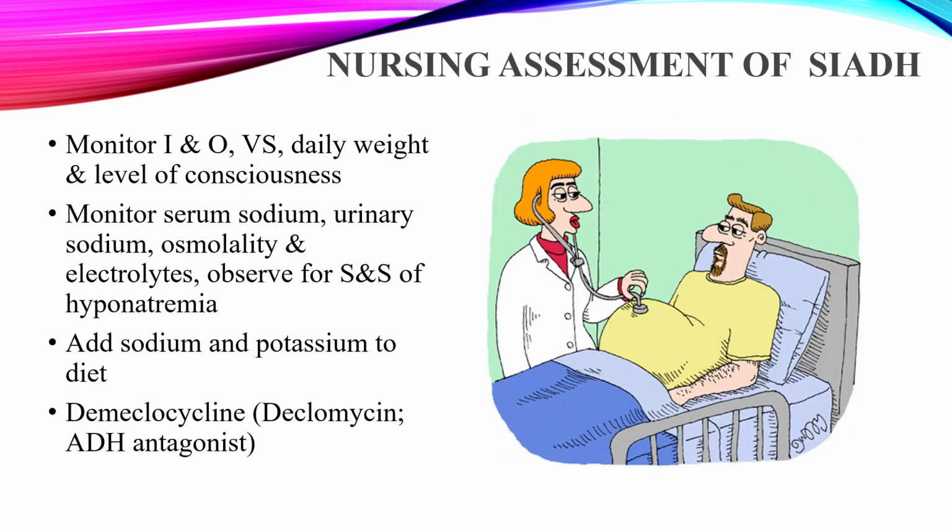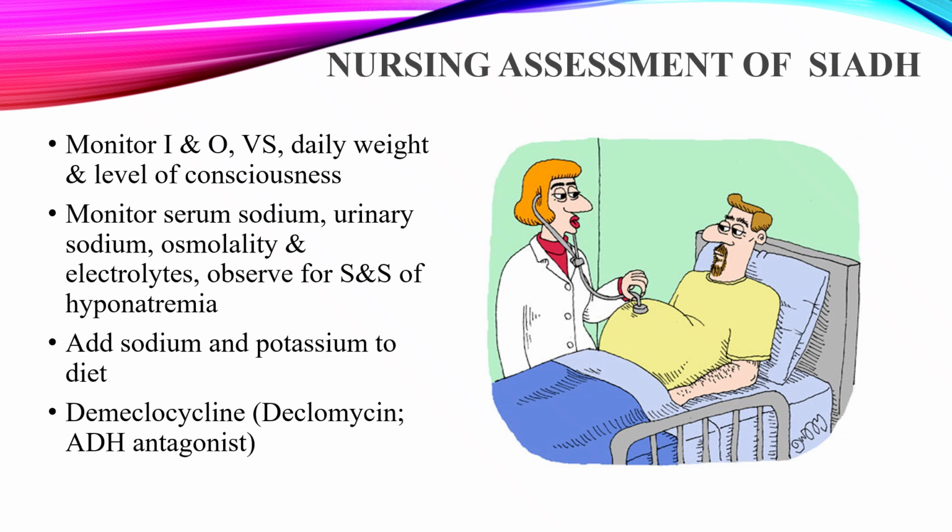So what are we going to do? We're going to monitor I&O, daily weights, and level of consciousness. Remember, low sodium levels can make a patient very disoriented. A lot of times this patient tends to be fighting some sort of lung cancer. So you're going to see the physician order 3% normal saline, Lasix to get the kidneys up and moving, and then we're going to restrict PO fluids. Usually this patient gets somewhere between 600 and 800 milliliters in a 24-hour period.